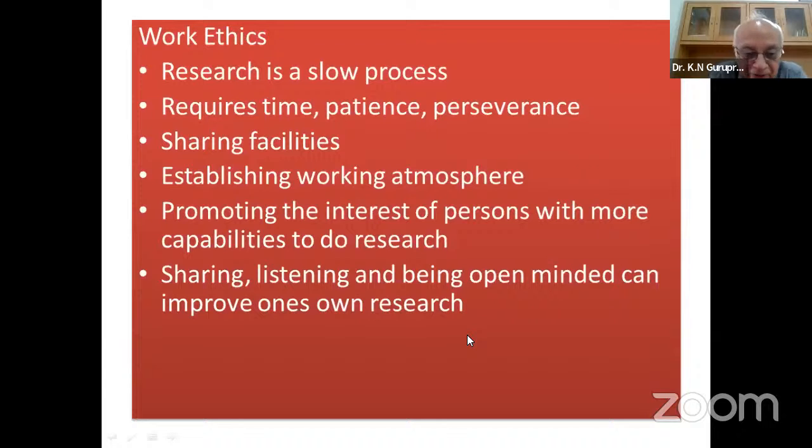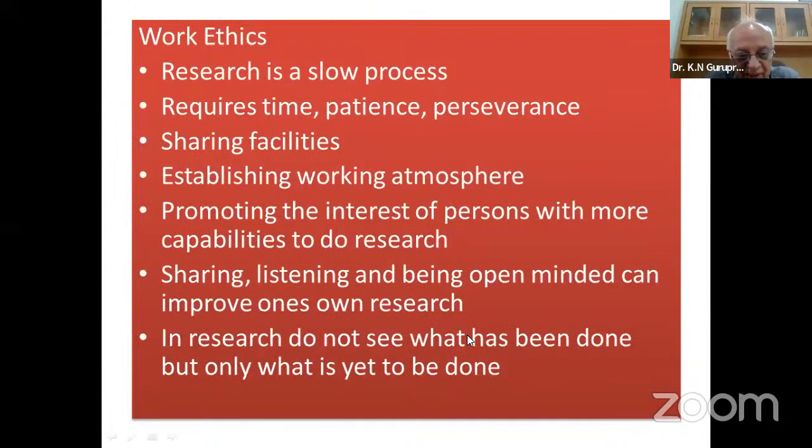Your own research, or the research of your own group, can improve if we are open-minded and listen to others also. Listen to others who have worked in other fields or related fields, because many new ideas emerge from there while listening to others. So, listening and being open-minded become an important component in developing the research attitude in the students. Apart from all other things, this is part of the work ethics that needs to be developed.